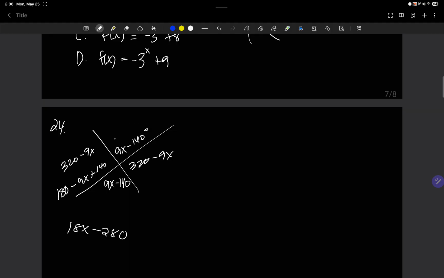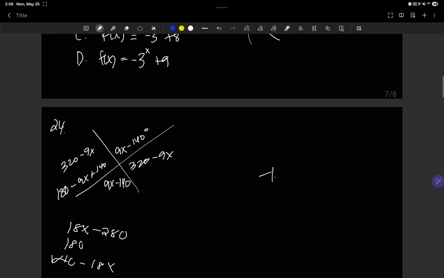And then what would the sum of these be? 180, because you would have a straight line. And then what would the sum of the other ones be? So that would be 320 and 320, so that would be 640, minus 18x.